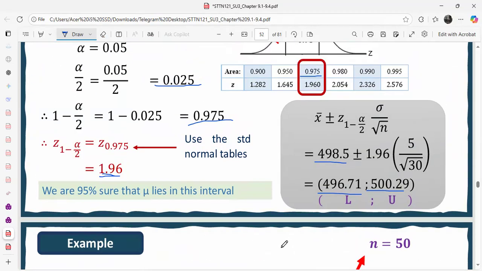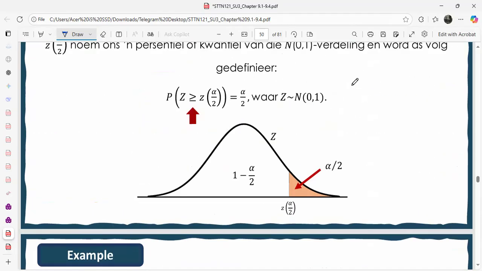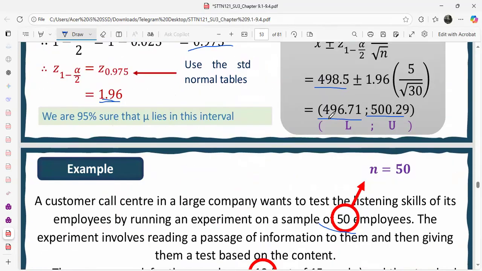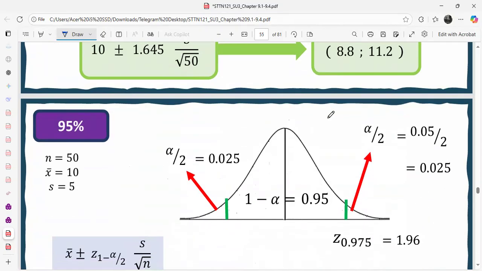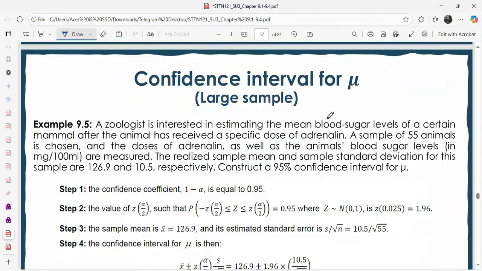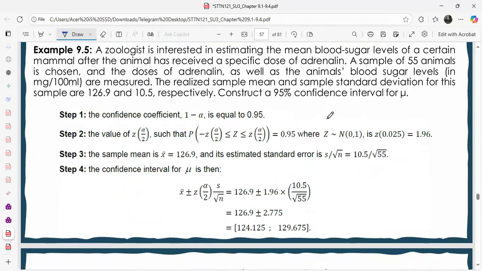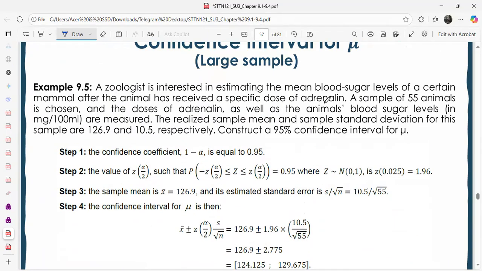Because if you compare these two formulas, let me show you what I'm talking about. Just want to show you something, to check what we are given.